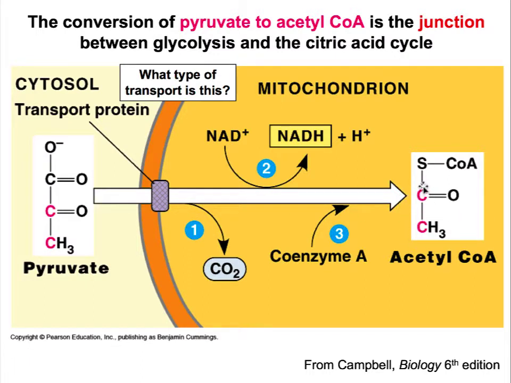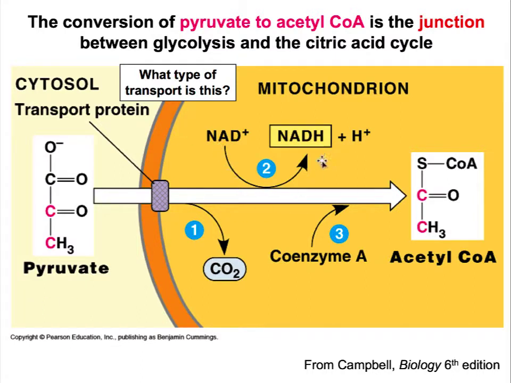Now, acetyl-CoA has 2 carbons, not 3. So what's happened to the third carbon? Well, this is not a carbon here. This is just acetyl-CoA. So the third carbon is actually lost. It's lost as carbon dioxide in step number 1, which we'll see shortly. Step number 1 cuts off one of the carbons and the 2 oxygens right here to make carbon dioxide. And then that carbon dioxide diffuses back into the cytosol and then back out of the cell into the bloodstream.